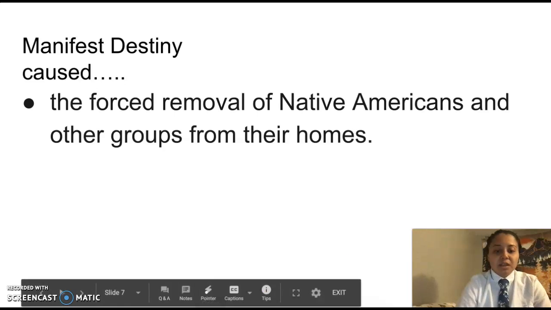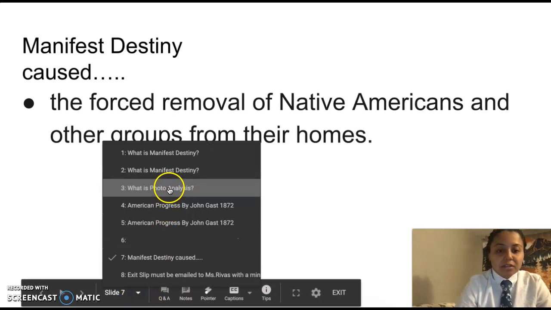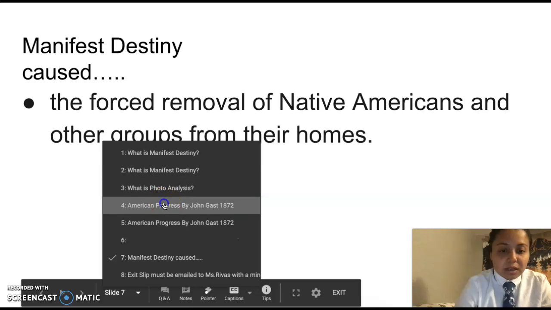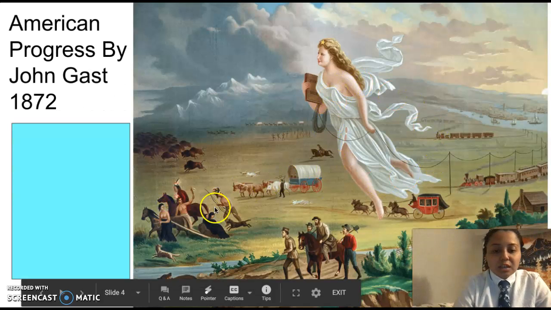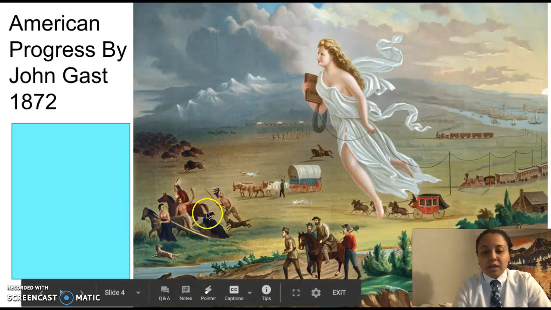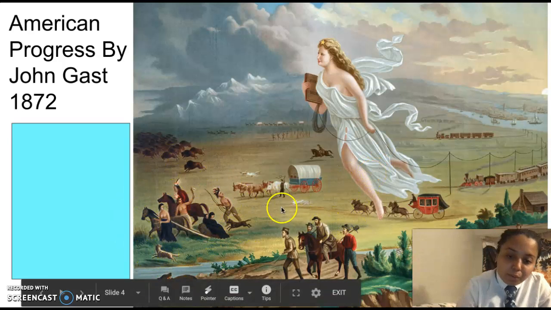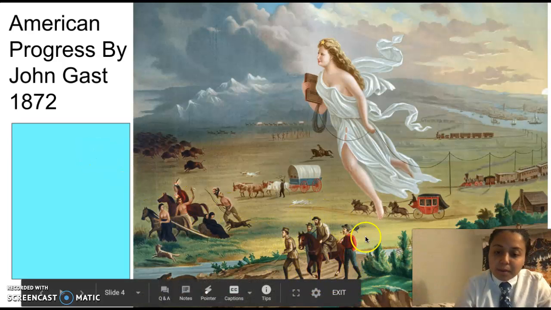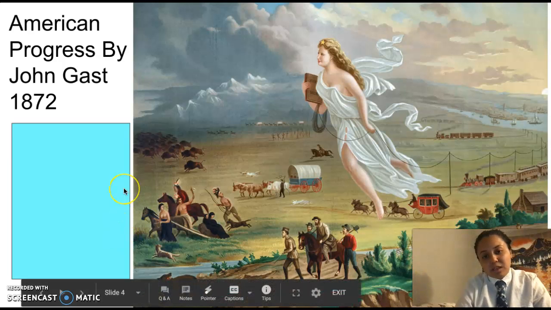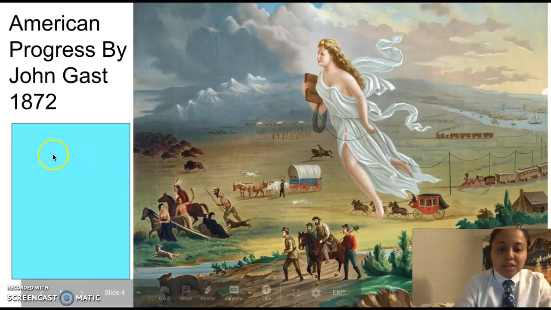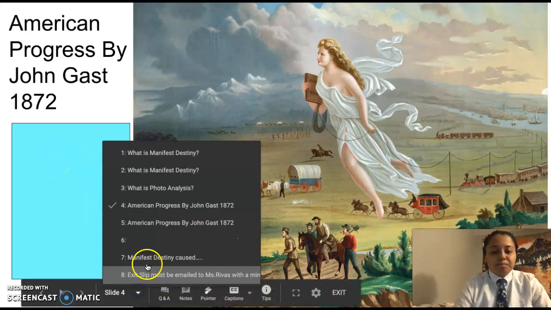So if we go back to the image itself, where is it at? If we go back to the image, we see this group right here. This group is considered the Native Americans, and they're looking back and they're being pushed out by other people. And these look like Americans or settlers or colonizers during that time. And they're moving in and they're moving out, right? So we see this push. This angelic person is coming but she's pushing those people out. Okay.